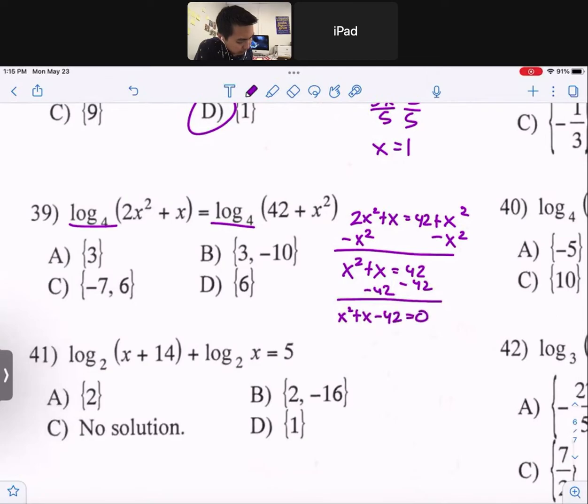So we get this, and now we factor this. What two numbers multiply to -42, but when we add give you positive x? That's x plus 7 times x minus 6. So x equals -7 and x equals 6.